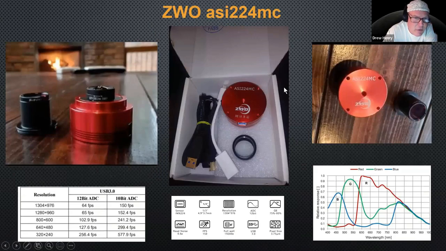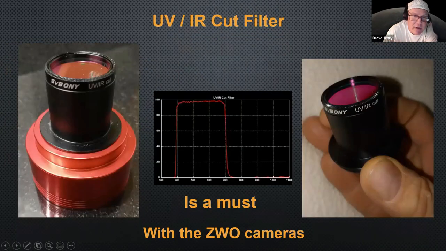And this is the camera I use, which is a ZWO, the ASI 224MC. It's got an IMX Sony chip in it. It does really good. Really, really fast camera. It's a dedicated planetary imaging camera. And I highly recommend it because I love it.